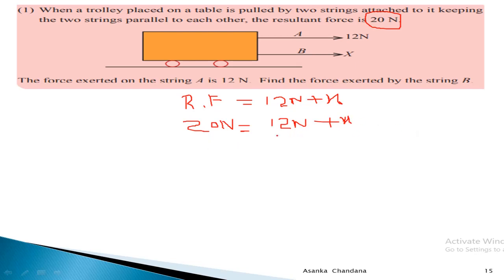Then this can be simplified by subtracting 12 Newton from both sides. After that, it can be written as X is equal to 20 Newton minus 12 Newton. Right, then X is equal to 20 minus 12, which means 8 Newtons. So the force exerted by B is 8 Newton.